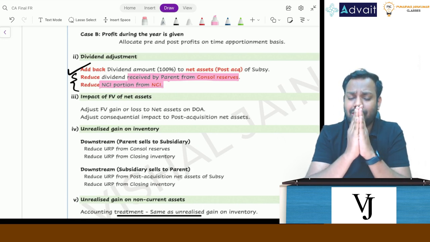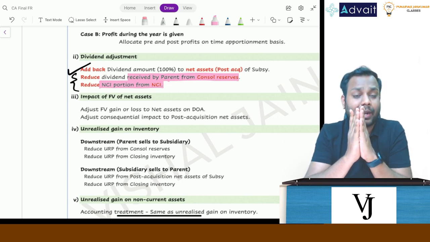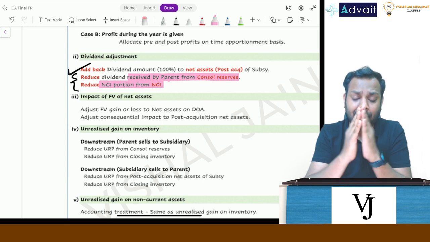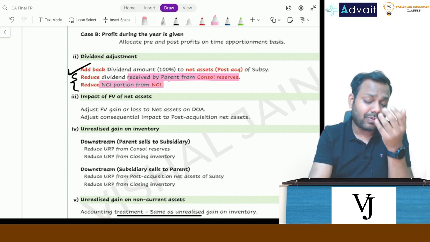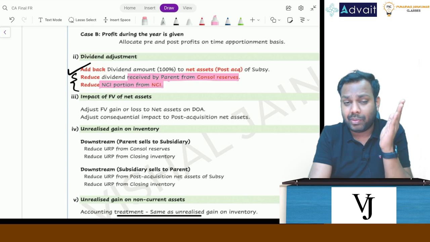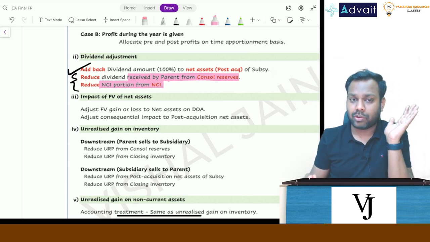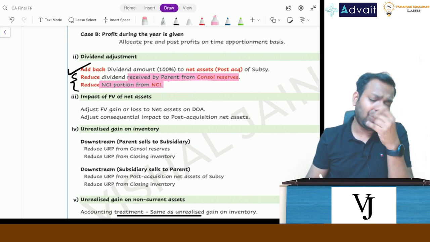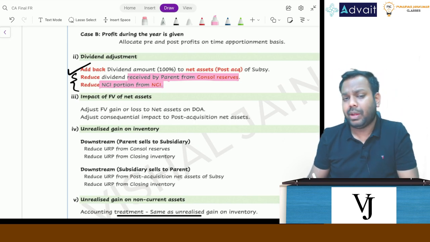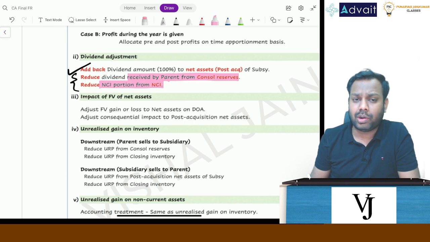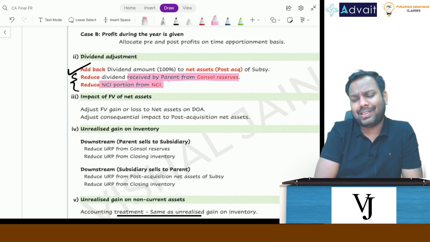Now, does it make sense that one entity records expense and one entity records income? No. So that's a contra item that has to be eliminated. That's the reason the portion of the dividend received by the parent company has to be eliminated as a contra item. That's the reason why we reduce dividend received by the parent from the consol reserves. And now, sir, you will say, I definitely understood why we are reducing from the consol reserves for the parent here, but why NCI is here?